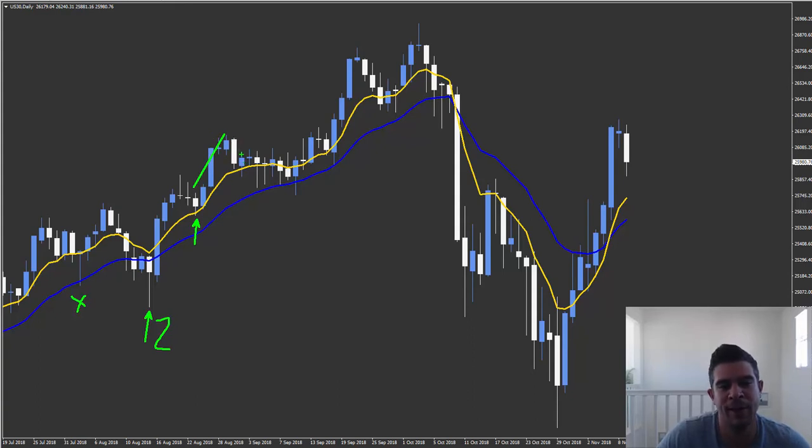Anyway, after that, we pull back down to the average again. We have ourselves a lower high, a lower low. This would be a losing trade. We have ourselves another one, lower high, lower low, another losing trade. Lower high, lower low, winning trade. We pull back down to the averages again, series of lower highs and lower lows. This one triggers another winner.